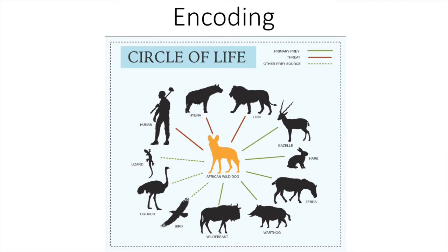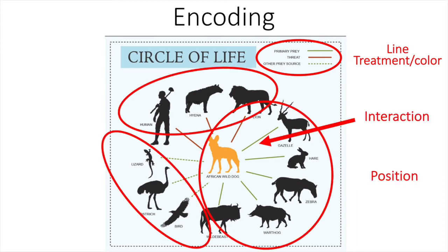3 different categories of relationships within the network diagram. Threats are red and solid, primary prey is green and also solid, and other prey sources are green and dashed. I also used realistic shapes of animals and had each animal connected to the African wild dog at the center of the display to show that the relationship type is between the 2 species. The animals that belong to the same relationship category are also grouped together.